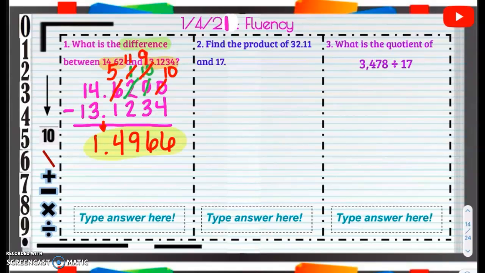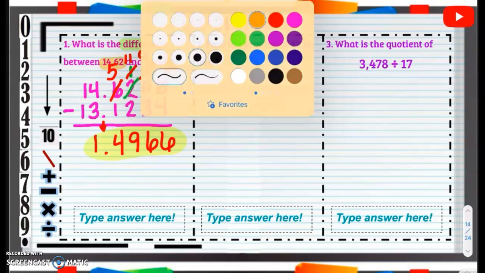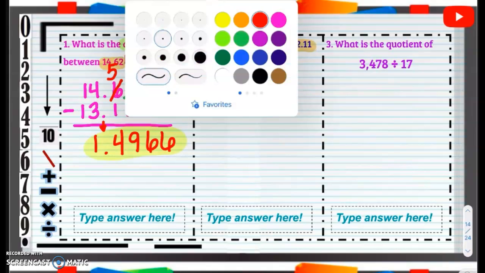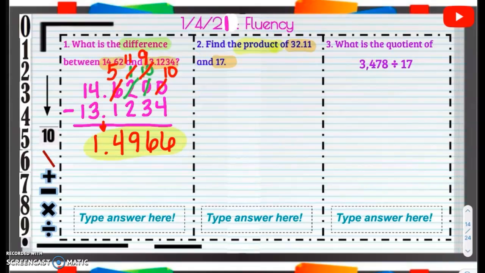Find the product. So I know that word product is going to be multiply, so we're going to find the product of 32 and 11 hundredths and 17. When I'm multiplying, do I have to line them up? No, I do not have to line them up when multiplying. We're going to line them up to the right. So 32 and 11 hundredths times 17.